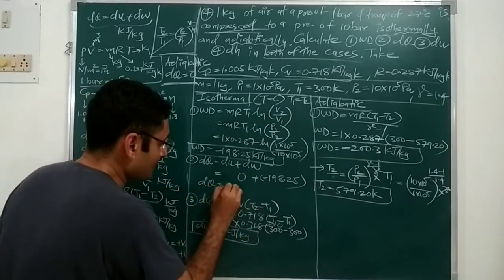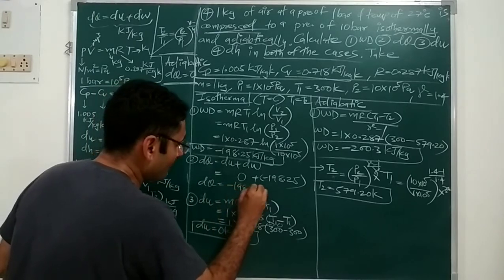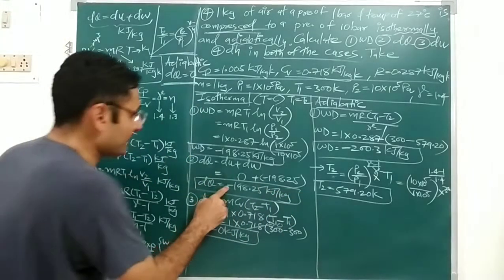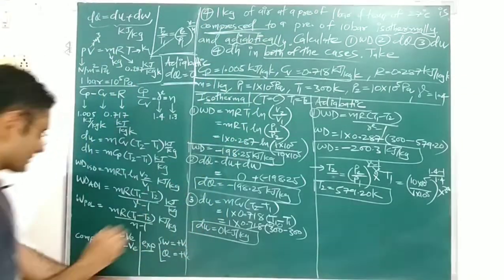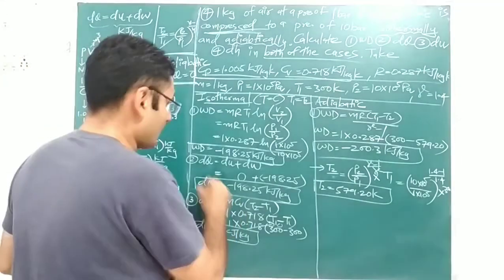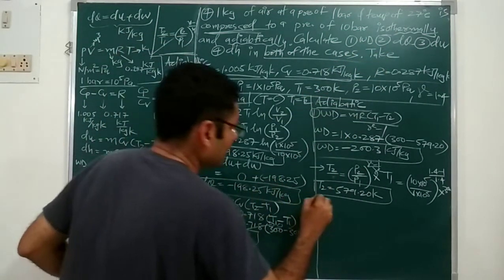So the dq answer will also be in negative sign, -198.25 kilojoule per kg. Again, dq we are getting in negative sign because it is a compression process. For a compression process, W and Q are both in negative sign. Then we will go for the next, second.